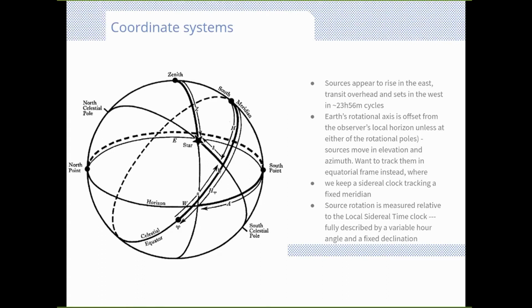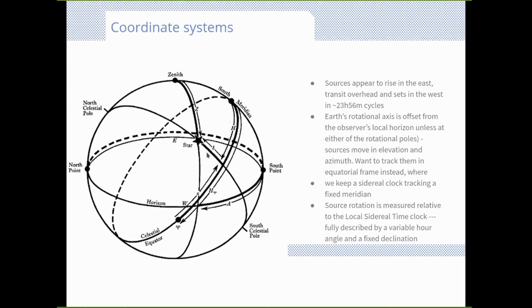And that's all we need to know to be able to track sources on the sky, right? So we can work out its hour angle, and we have its declination. Now, if the observer is right at the rotational axis of the planet, so the rotational pole, then that's all we're going to need to be able to track sources.